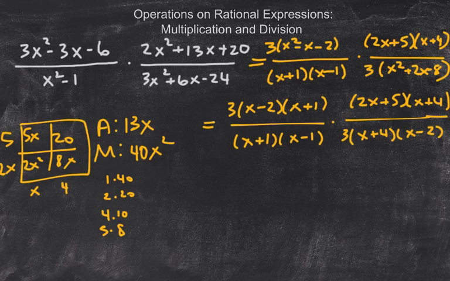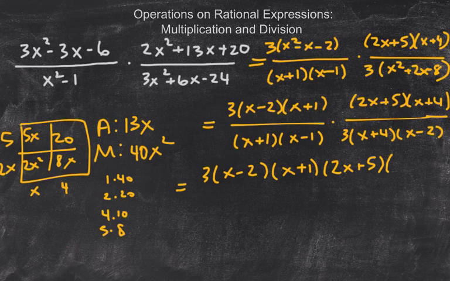Now I've got a multiplication problem, so I'm going to rewrite those as the numerators multiplied together and the denominators multiplied together. So I'll have 3 times x minus 2 times x plus 1 times 2x plus 5 times x plus 4.